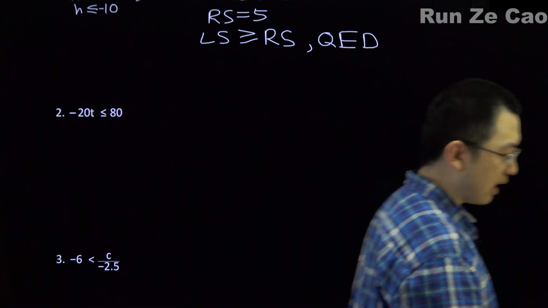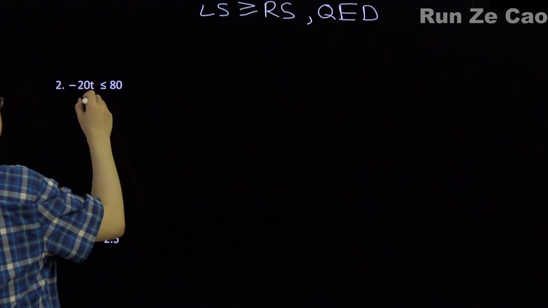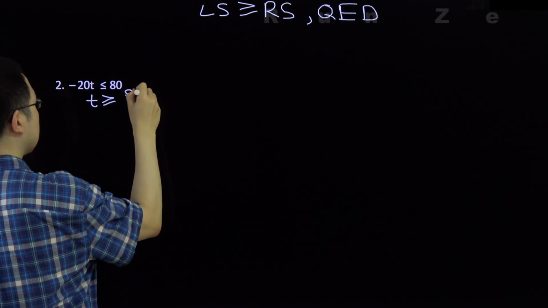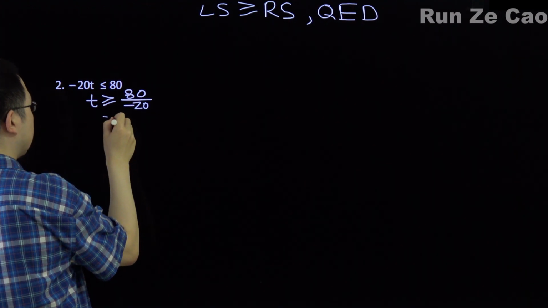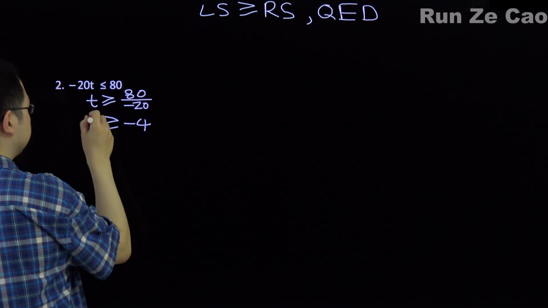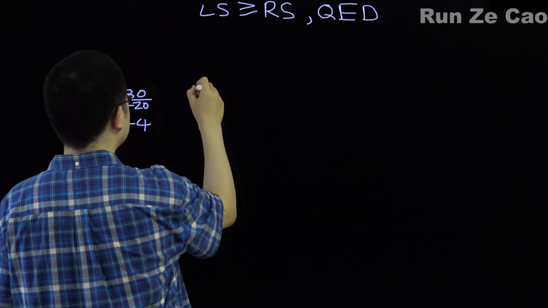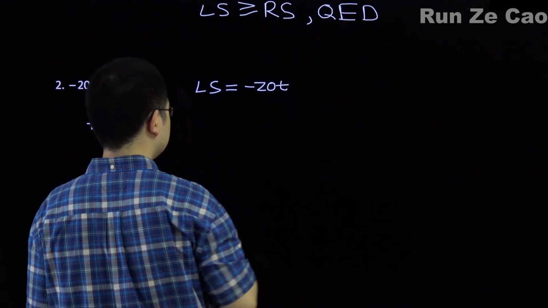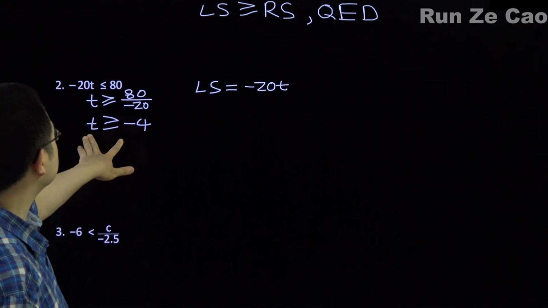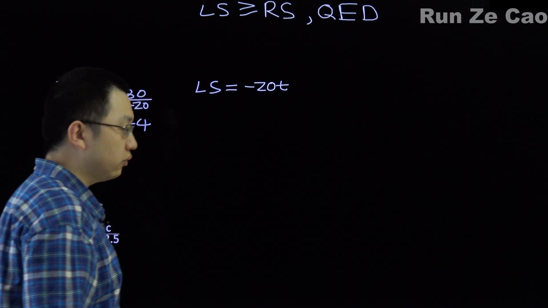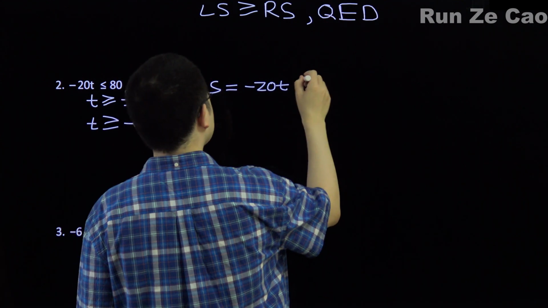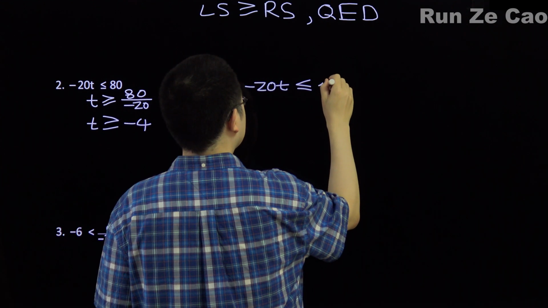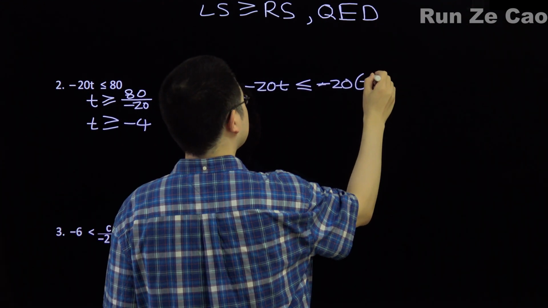Negative 20t is less than or equal to 80. T is greater than or equal to 80 over negative 20, so it's greater than or equal to negative 4. Now the left side is equal to negative 20t. We started at t is greater than or equal to negative 4. Then we multiply both sides by negative 20, and what happens? It's got to be less than or equal to now negative 20 times negative 4.